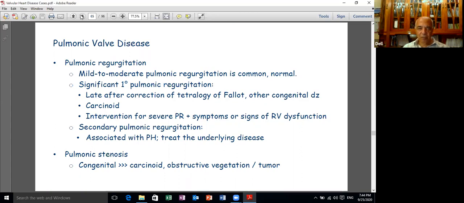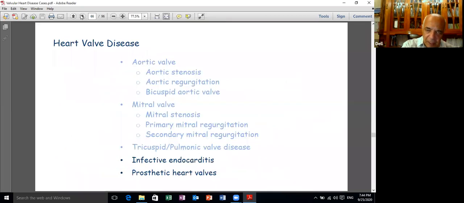In patients in which pulmonary regurgitation is not a primary event but secondary to pulmonary hypertension, obviously the treatment will be the treatment of the underlying etiology, that's the pulmonary hypertension, whether it's type 1, type 2, 3, 4, or 5. So it's important to pay attention to pulmonary hypertension, whether it's primary or secondary.